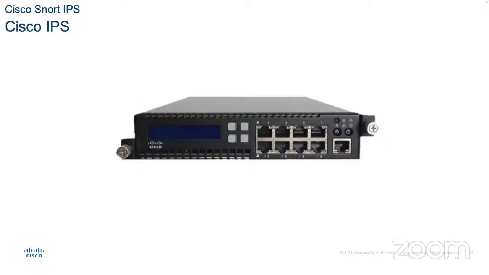So there are devices like this one, the Firepower Next Gen IPS, that is a hardware appliance that you connect your network to. And it does things like application visibility, malware protection, URL filtering, that kind of stuff.